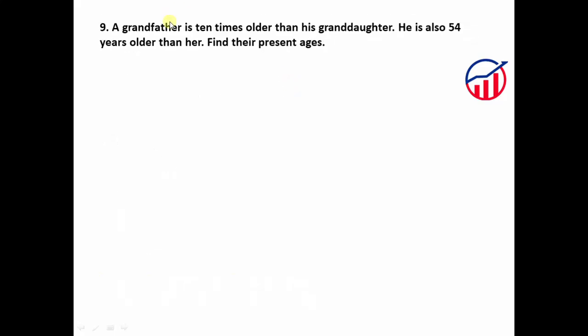Ninth, a grandfather is 10 times older than his granddaughter. He is also 54 years older than her. Find their present ages. So let the granddaughter's age be x. So given what? Grandfather's age is 10x. He is 10 times older than his granddaughter. Second piece of information is what? He is also 54 years older than her.